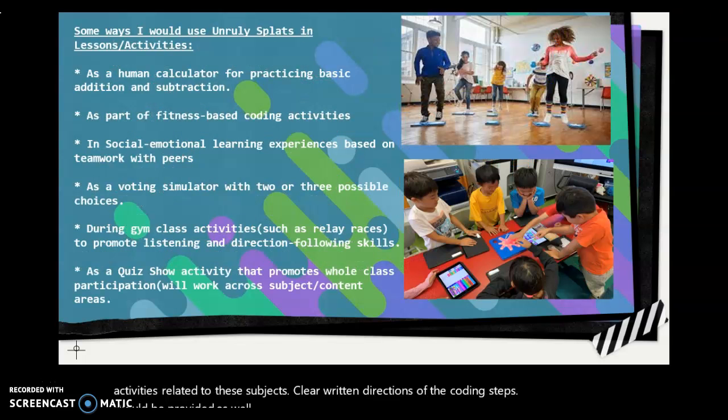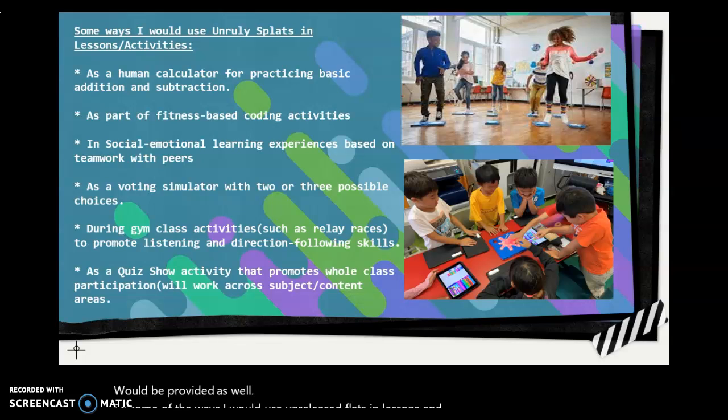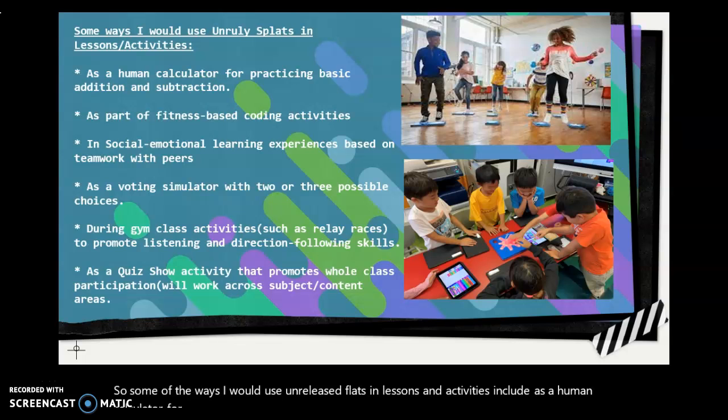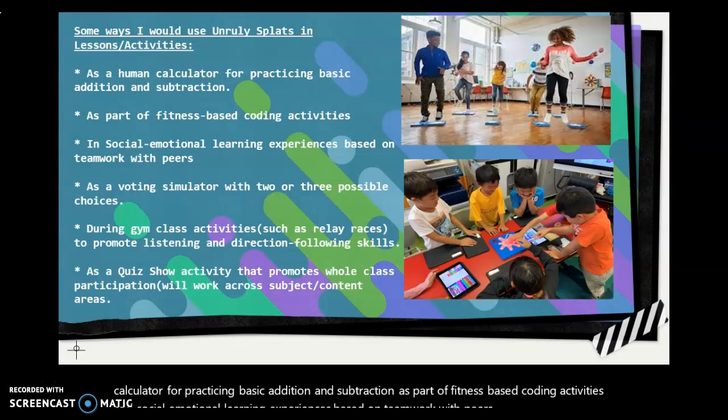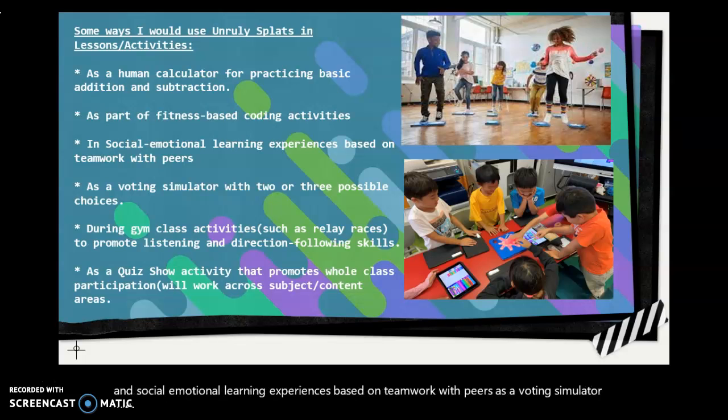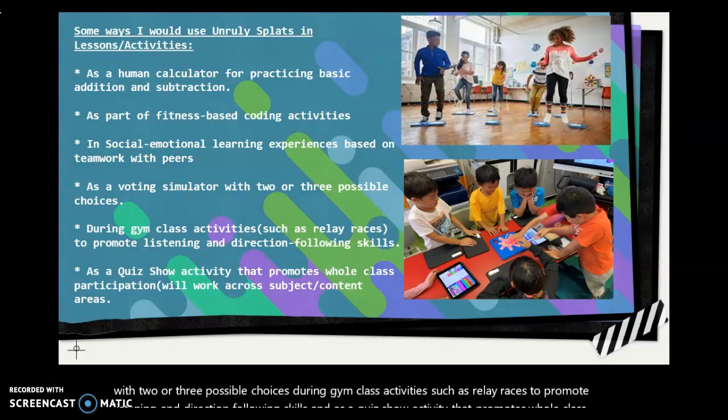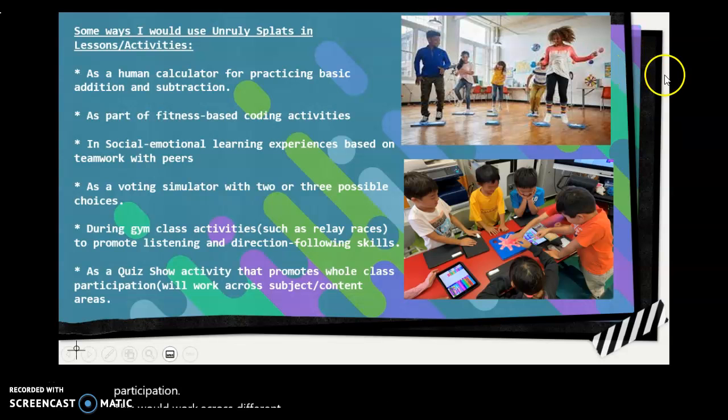So some of the ways I would use Unruly Splats in lessons and activities include as a human calculator for practicing basic addition and subtraction, as part of fitness-based coding activities, in social emotional learning experiences based on teamwork with peers, as a voting simulator with 2 or 3 possible choices, during gym class activities such as relay races to promote listening and direction following skills, and as a quiz show activity that promotes whole class participation. This would work across different subject and content areas.